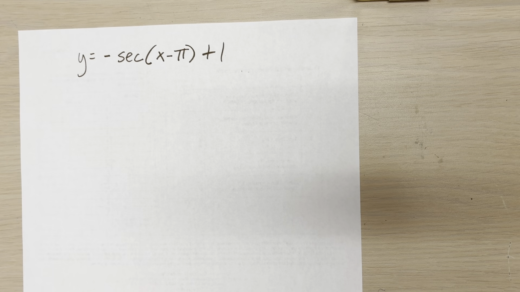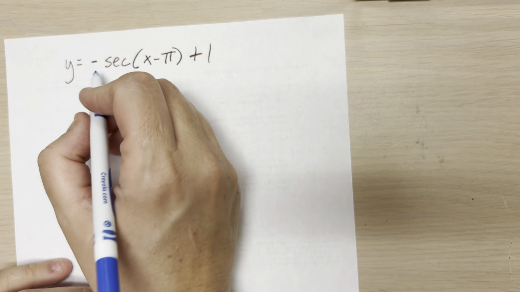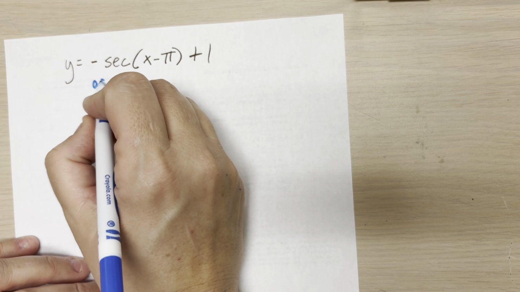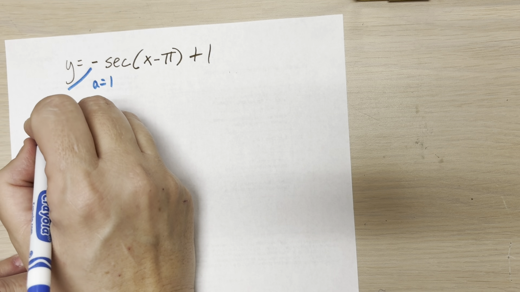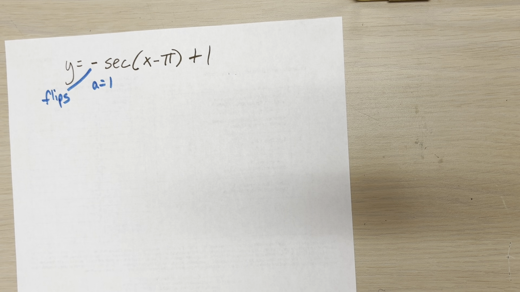All right, let's try one with secant. Ooh, look at this nonsense. This looks like fun. Our amplitude is still 1. The negative, remember, is going to flip this thing over the x-axis, or reflect it over the x-axis if you want to be precise, and I guess we should be.